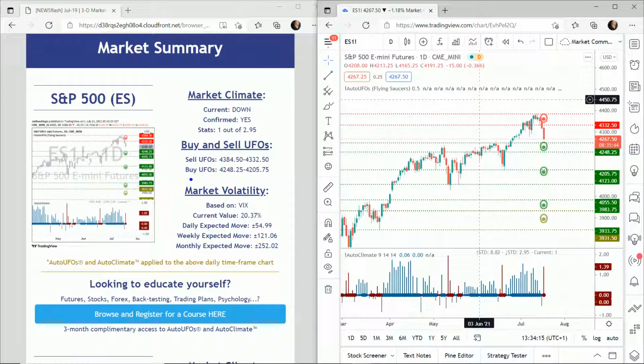Now, in terms of volatility on the S&P, we would expect that in a year, it would move up or down by 20.37%. That means in a day, up or down in points would be 54.99. In a week, it would be up or down of 121.06 points. In a month would be 252.02 points up or down. So that's the movement that we would expect on the S&P.